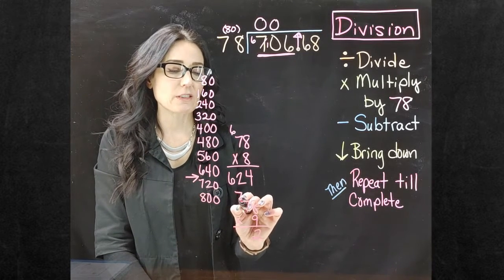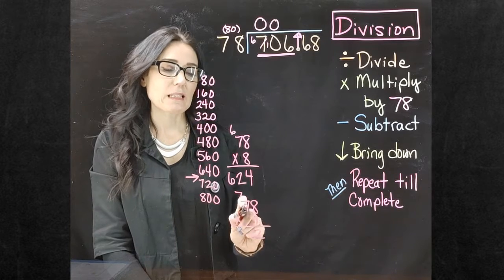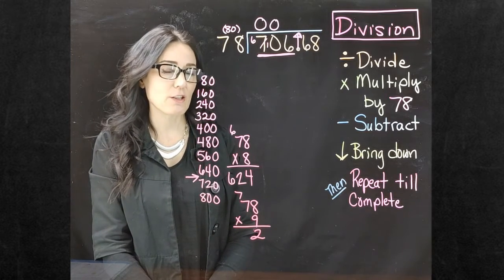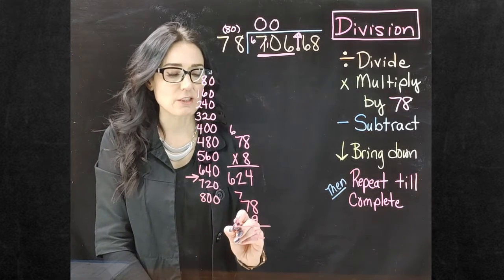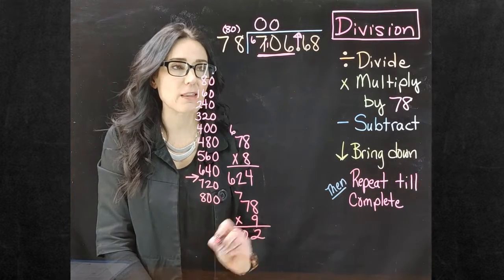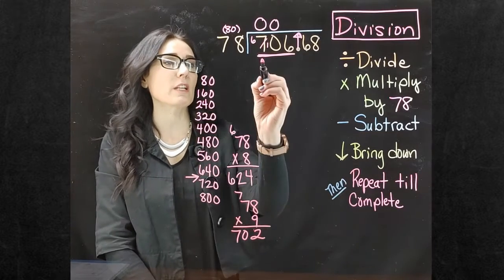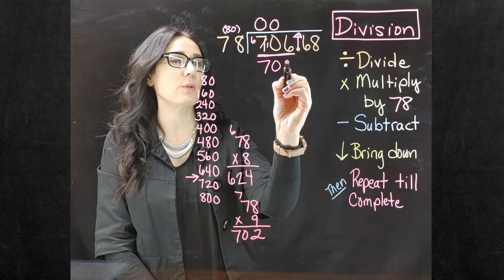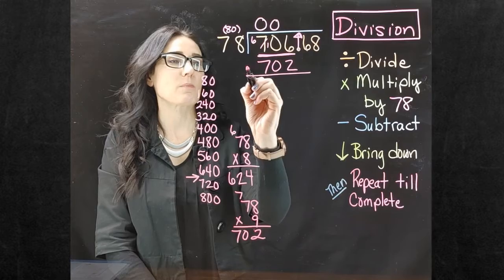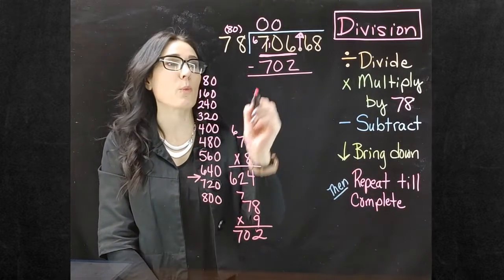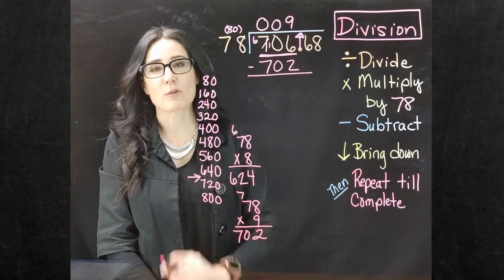We want to carry our 7. Then we take 9 times 7, which is 63, plus 7 is going to be 70. And look at that right there. 702 is perfect. We know that 702 is going to fit, and we will be able to subtract. So we know this is going to be 9 after all.